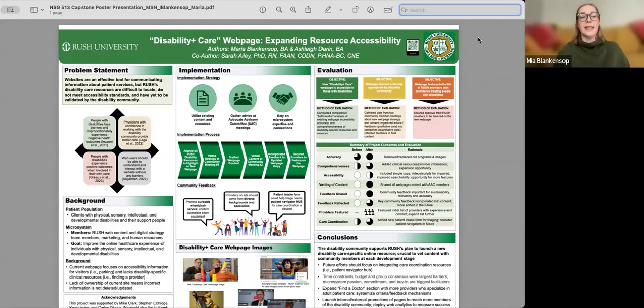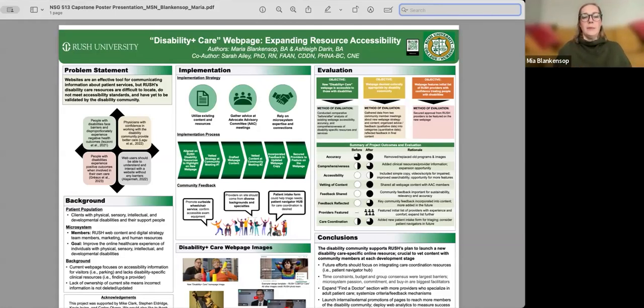A capstone project is essentially a quality improvement project mixed with a nursing thesis. The whole point of it is to address a certain population and try to improve the experience, hopefully improve health equity and close a gap that has been identified. We really wanted to expand that resource accessibility. And don't worry, I will be showing the final webpage at the end, so you will get a little bit of a taste of what we came up with.